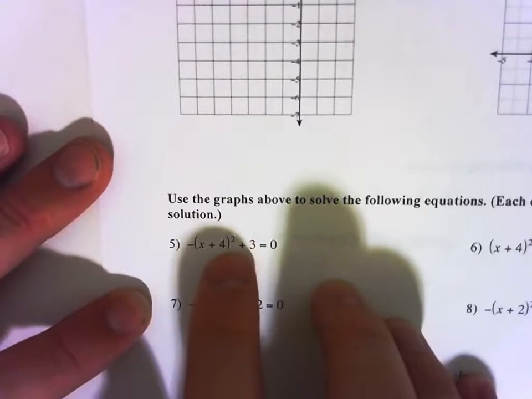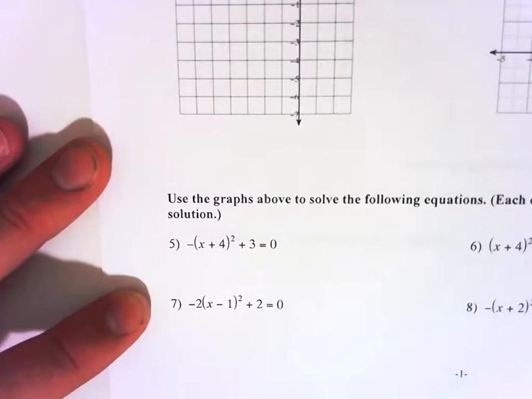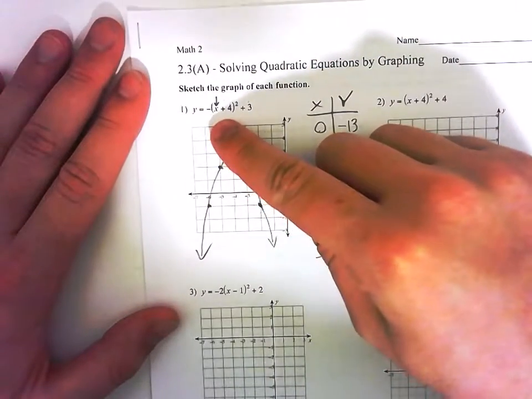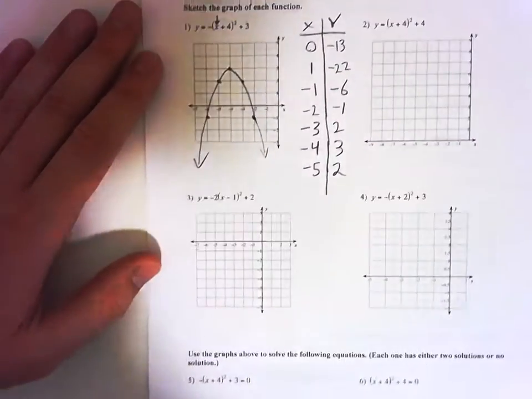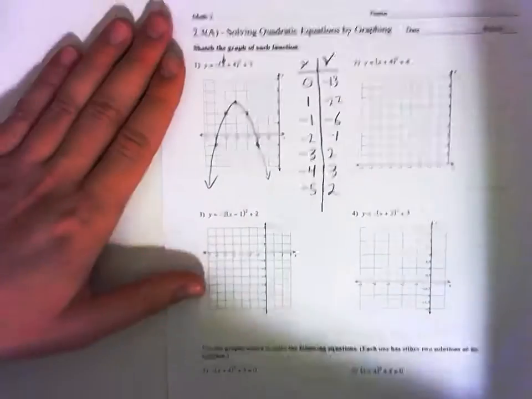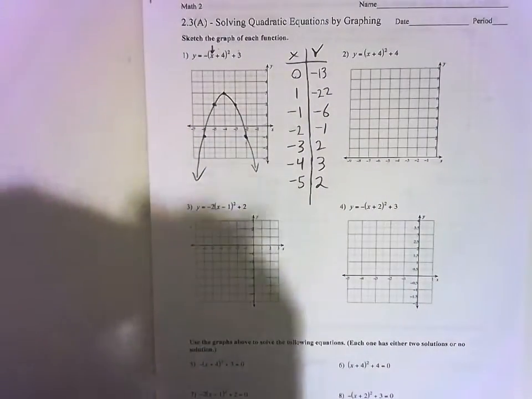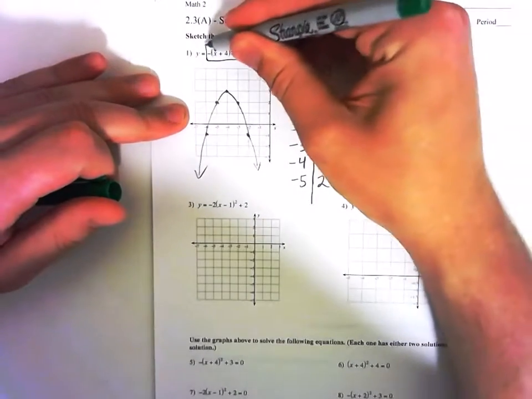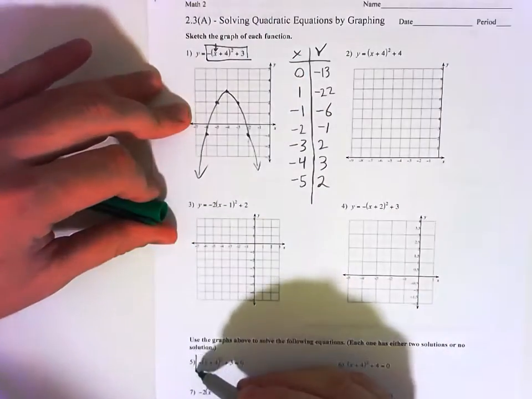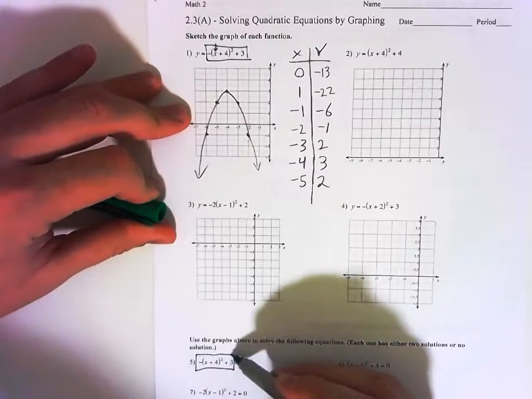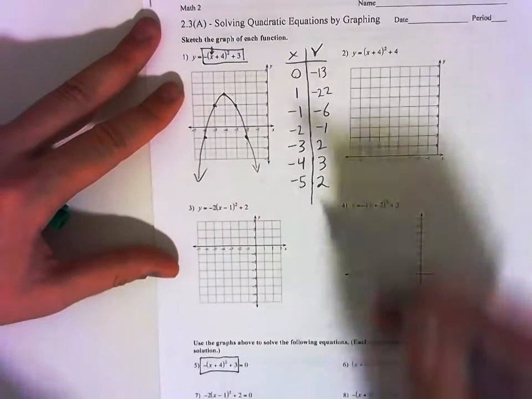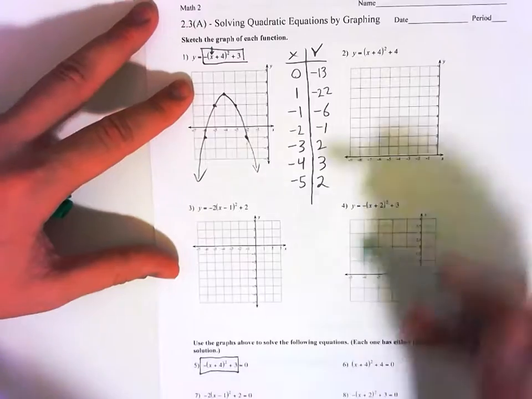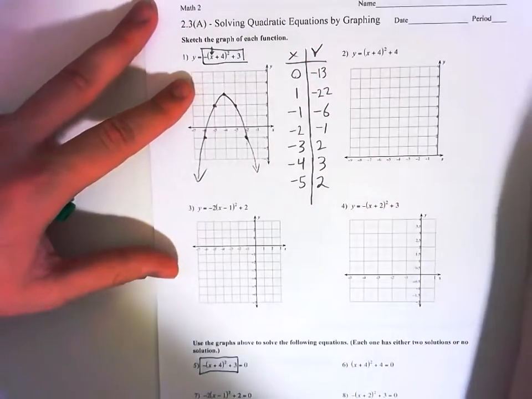Negative x plus 4 squared plus 3 equals 0. What did we have up here? Negative x plus 4 squared plus 3. So what you're going to do is say this is the same as this. That's what you've got to notice. You say, oh, that is just this. So when does this equal 0?